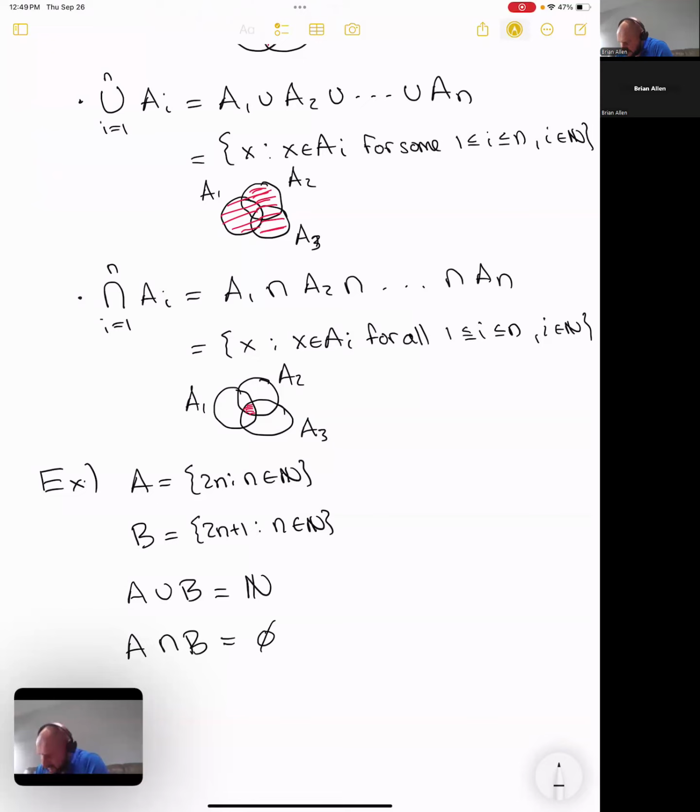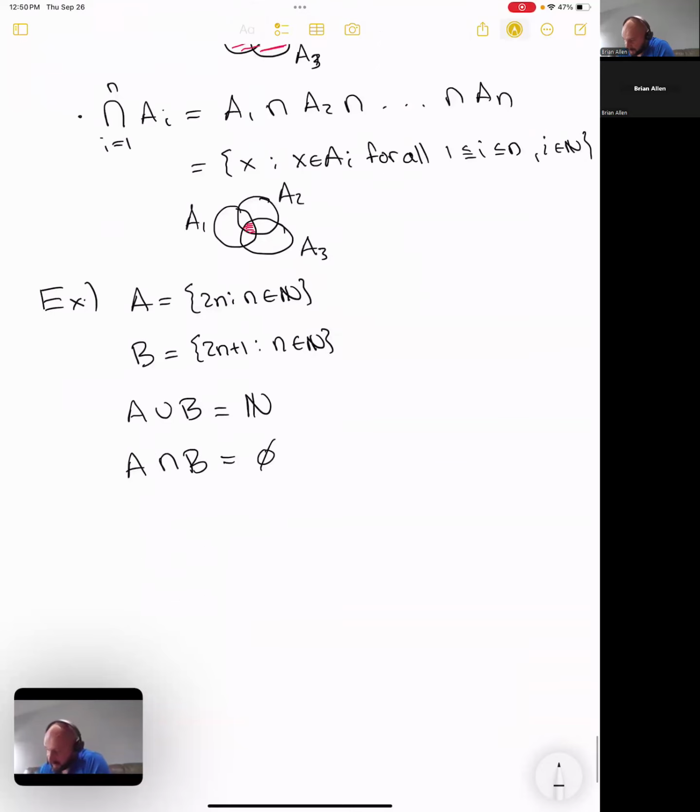And for us, this is going to be almost always the reason why we use the symbol empty set, is because when we intersect 2 sets, we find that there's nothing left over. That'll be the most common usage of that.